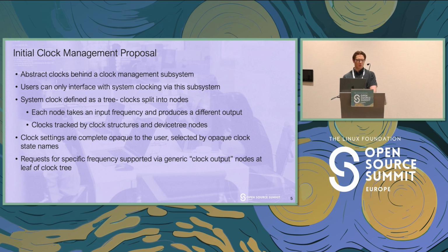The big thing with this framework was that clock settings were completely opaque to the user. They're selected by opaque clock state names. If you're familiar with pin control, it's a very similar API to that. If you wanted to request a specific frequency, you could do it via a generic clock output node. This concept still exists in the framework. The idea of the output node is that it is a generic node handled by the subsystem rather than the vendor driver, and it's used for implementing things like making this rate request or doing clock callbacks.